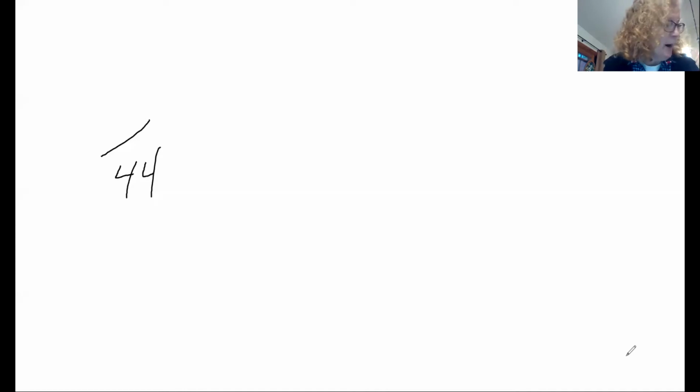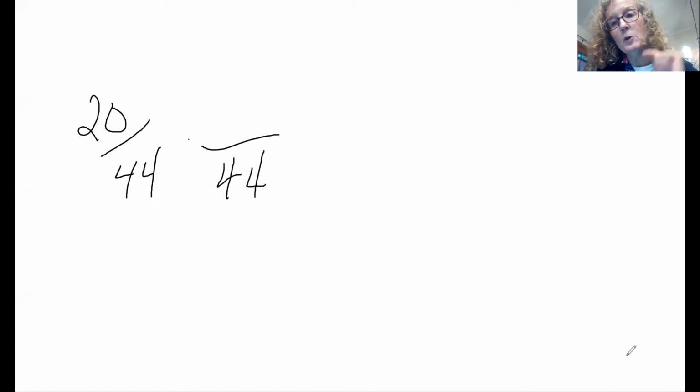Okay, so the probability of reaching in and pulling out a green cube, well, there are 44 cubes, 20 of them are green. So 20 out of 44. Now I put that cube back. Now if I put the cube back, then that means there are still 44 cubes in the bag. What's the probability of me pulling out a blue? Well, there are 12 blue cubes.